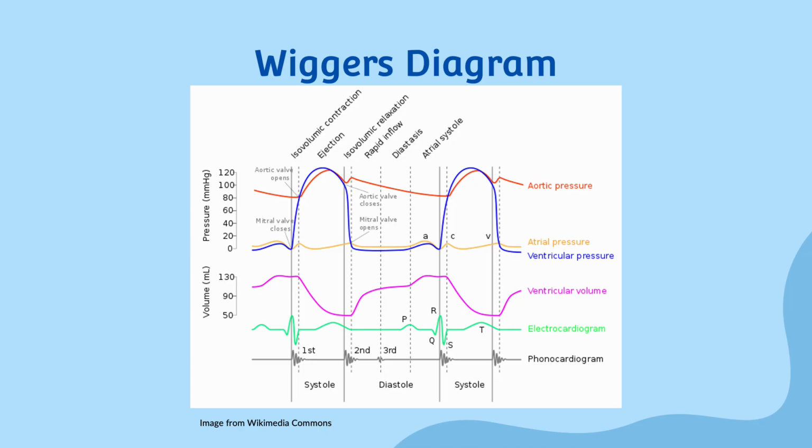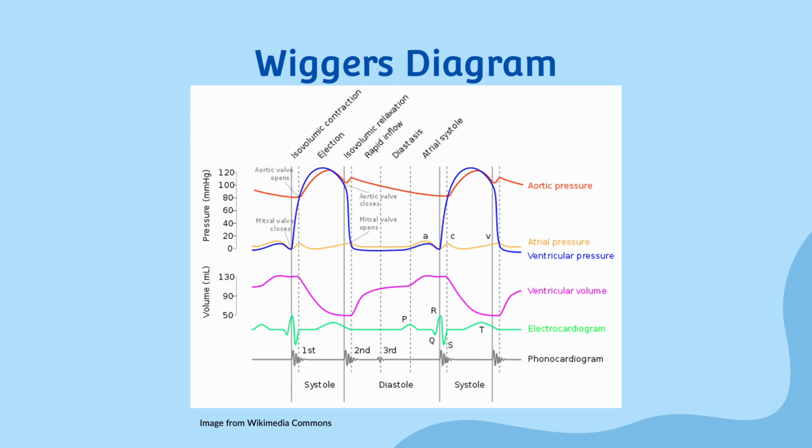Again, Wiggers diagram is a representation of the electrical and mechanical activity of the heart. It shows the electrical impulses that cause the heart to contract and pump blood, as well as the pressure and volume changes that occur in the different chambers of the heart. The ECG portion of Wiggers diagram represents the electrical impulses that cause the heart to contract. The P wave represents the electrical impulse that causes the atria to contract, and the QRS complex represents the electrical impulse that causes the ventricles to contract. The T wave represents the electrical impulse that causes the atria to repolarize.